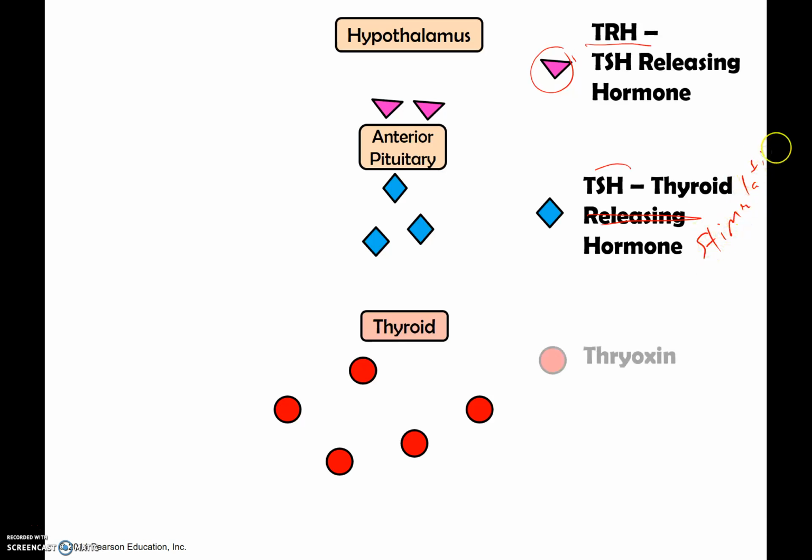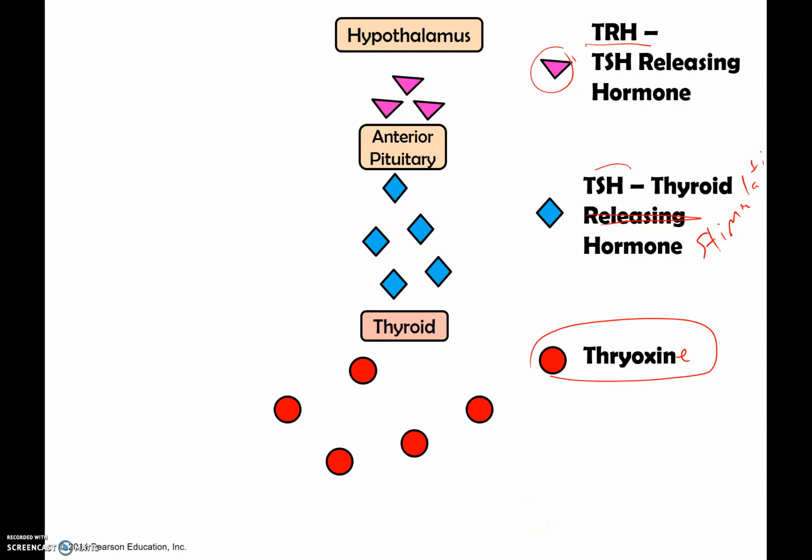Thyroid stimulating hormone. And what that's going to do is it's going to stimulate the thyroid to release thyroxine. All right, so again, let's see how this works. So the hypothalamus releases TRH, which travels to the anterior pituitary and tells the anterior pituitary to release TSH.